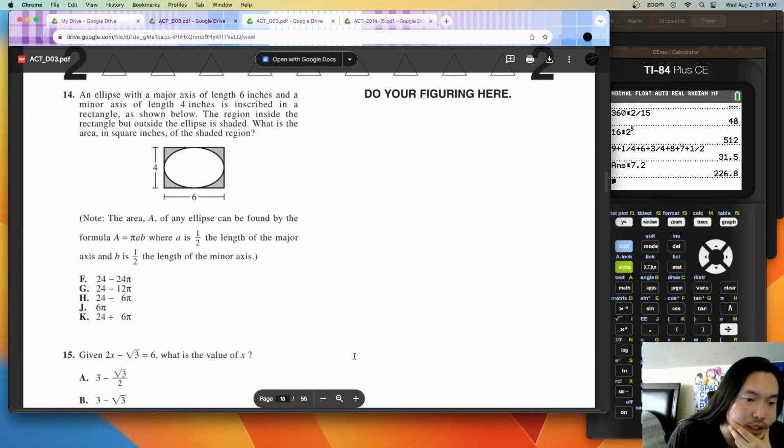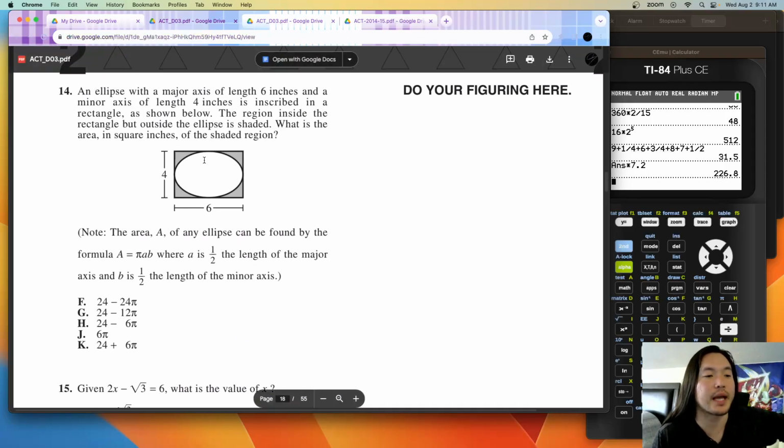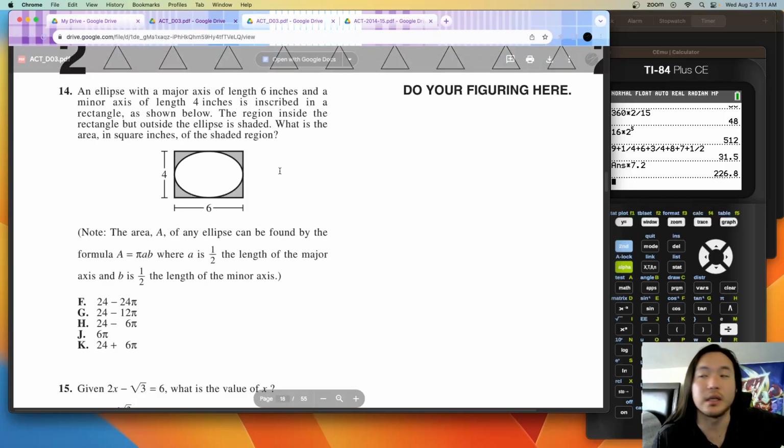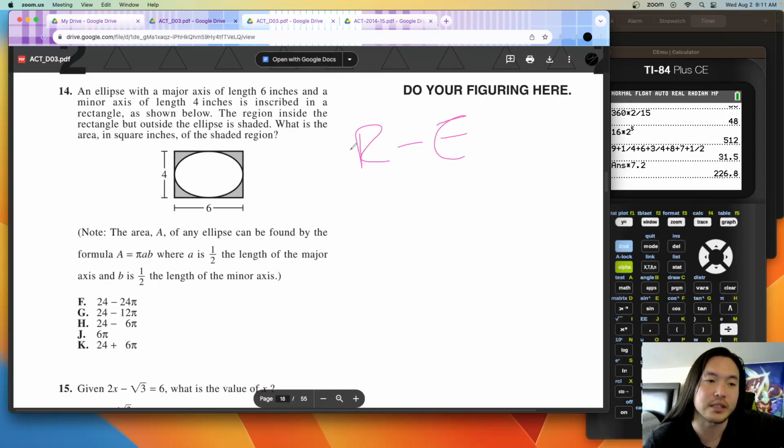14, okay. So here, let me show you the actual solution first, right? So we have this square, we have this ellipse. Hopefully you can tell that essentially we're looking for the area of the rectangle. Let's call that R, and then we're going to subtract the area of the ellipse. So we're looking for something like R minus E, the area of the rectangle minus the area of the ellipse.